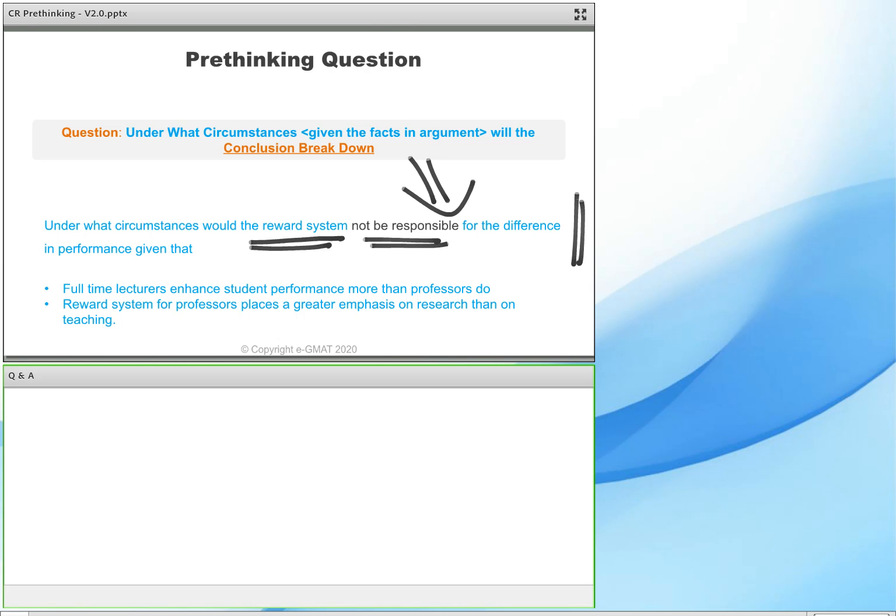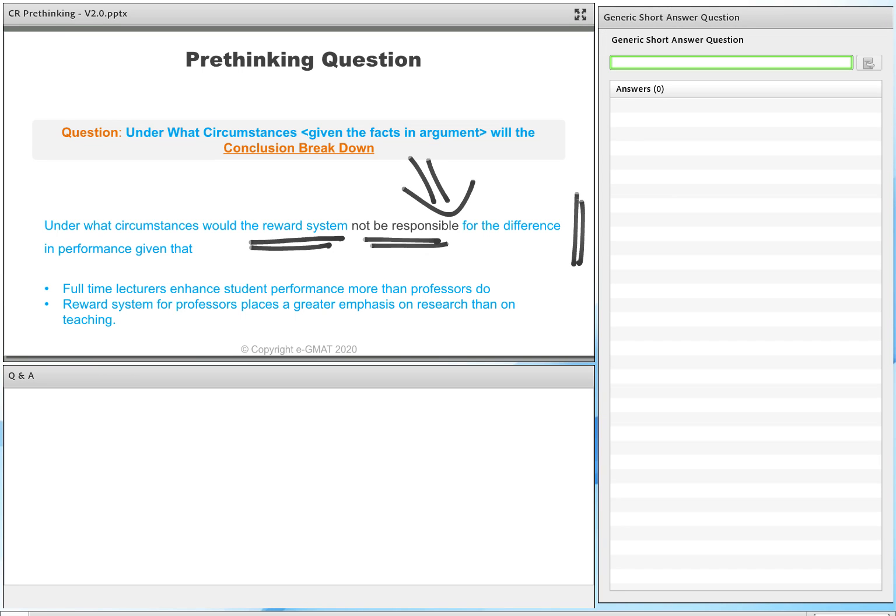Okay, just look at this. We created that breakdown question there in the Joe argument. It's very similar to this. Under what circumstances would the reward system not be responsible for the difference in performance? Which means, under what circumstances can you not blame the reward system, given that we know that full-time lecturers enhance student learning more than professors do, and the reward system for professors places greater emphasis on research.